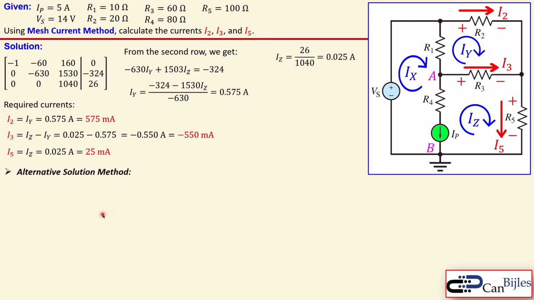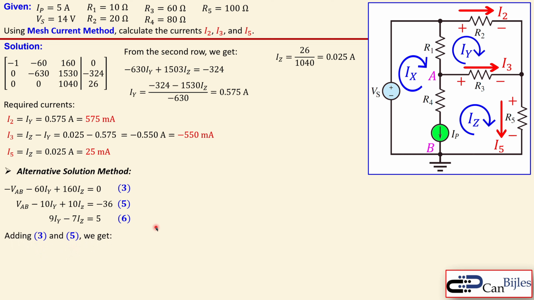There's actually an alternative way to solve this problem, which is faster in this case, but I did this purposely using the matrix method, so that you can also see how we can do that using a matrix equation. So the alternative solution method is the following. Bring up all these three equations we had before. Now what you can do is add up equation number 3 and 5 together.